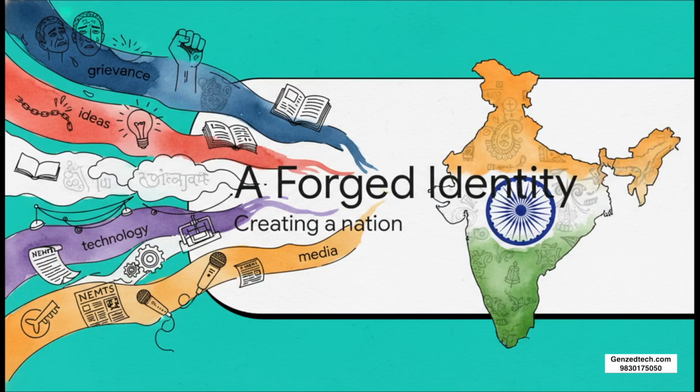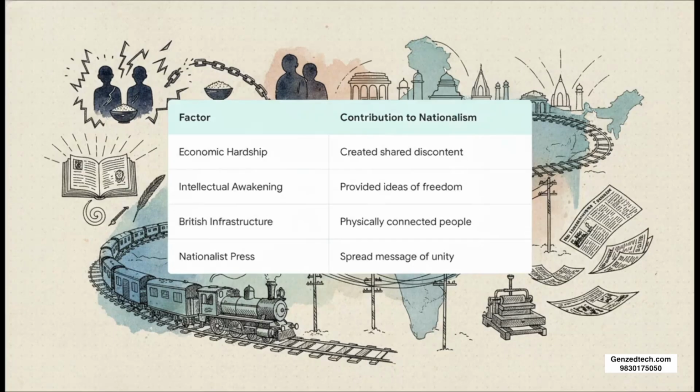So let's bring it all together. How did all these different streams, the shared hardship, the new ideas, the new technology, and the media, how did they all converge to forge a single national identity? You can almost think of it like a recipe. You've got these key ingredients, right? The economic hardship created that common ground of discontent. The intellectual awakening provided the vision, the big ideas. The British infrastructure physically connected everyone. And the press? Well, the press was like the nervous system, spreading that message of unity absolutely everywhere.